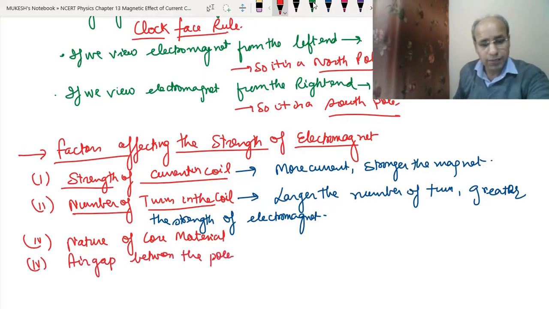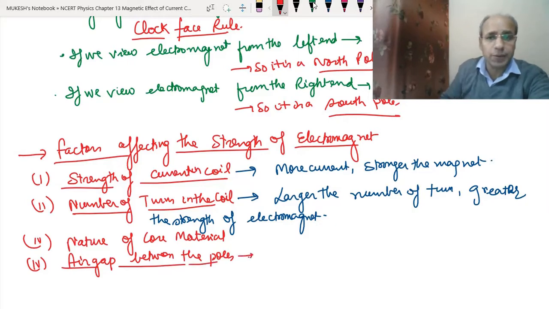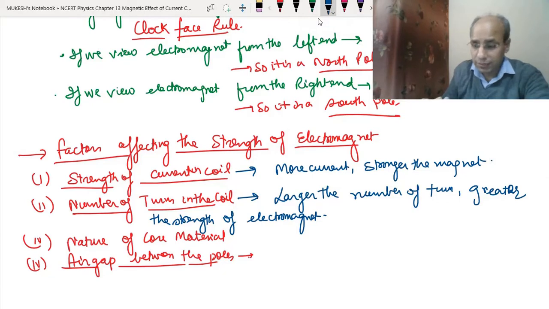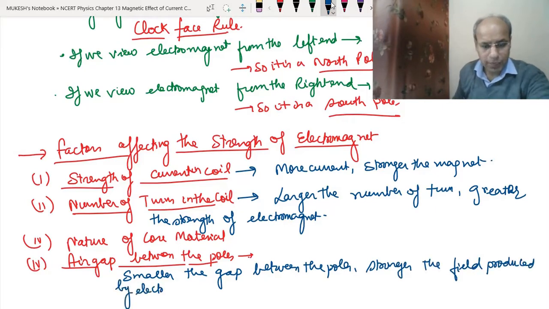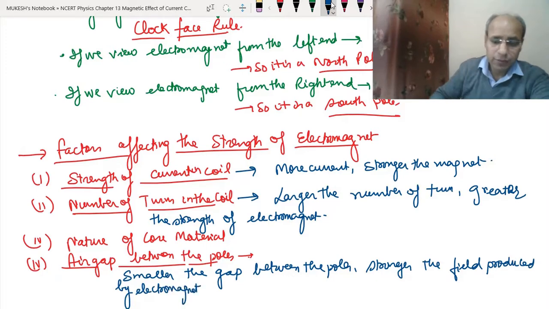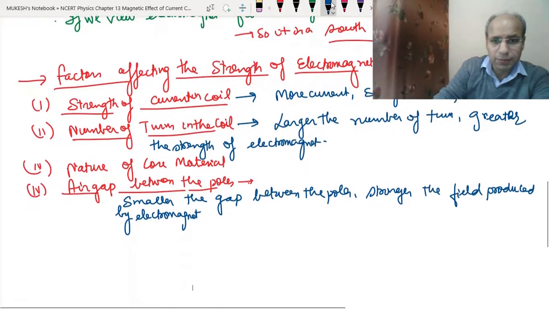Okay. If there is a large gap between the north and south pole, then it will be a less strong magnet. If there is a small gap, then it will be a very strong magnet. Okay. The smaller the gap between the poles, the stronger the field produced by the electromagnet.